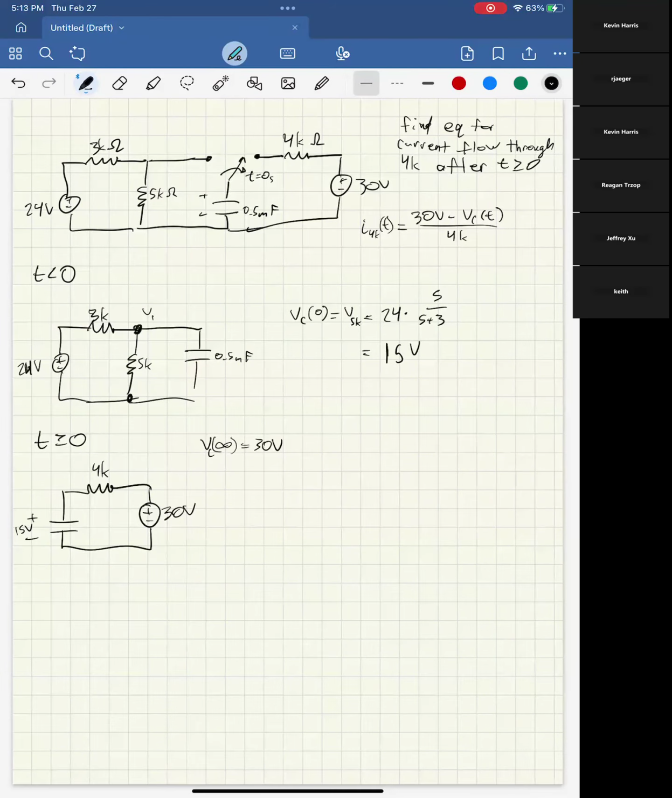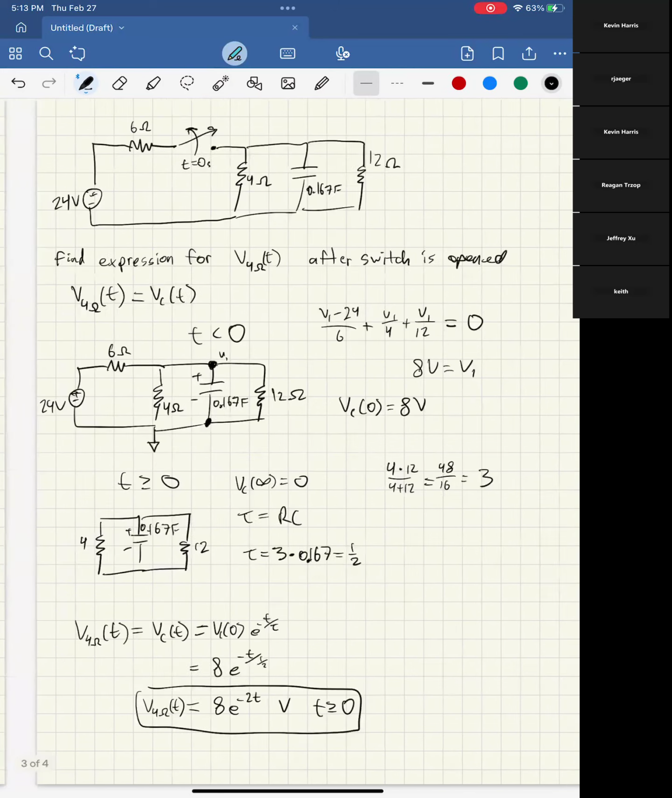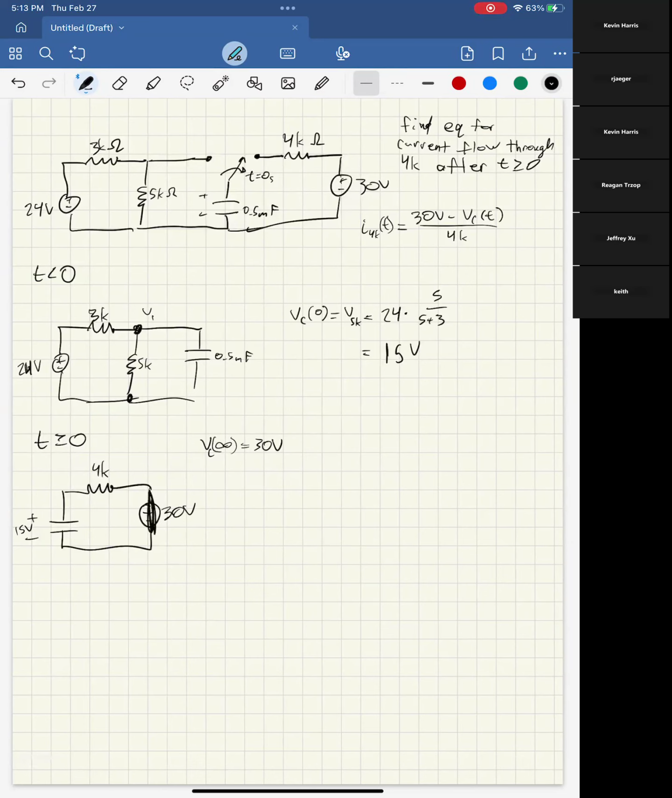One thing I didn't mention about finding the time constant is that you will neutralize sources the same way you did for Thevenin equivalents. I'll write this down over here. When finding taus, neutralize sources like you did for Thevenin equivalents. So that basically means this voltage source, we imagine it as shorted, and so it doesn't matter.